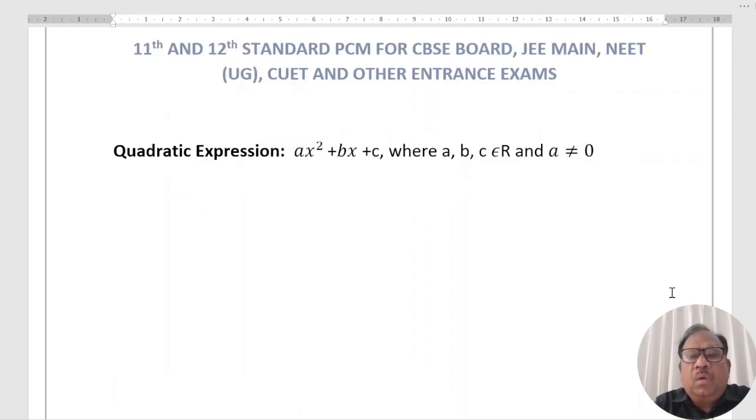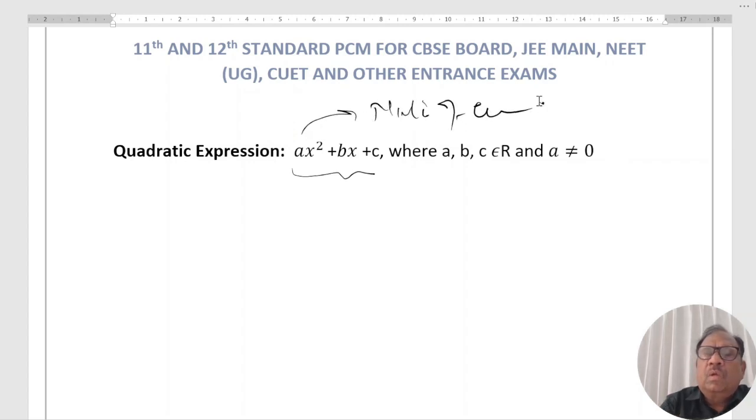The question is regarding the quadratic expression ax square plus bx plus c, where a, b, c belong to real numbers and a should not be equal to 0. A not equal to 0 means the coefficient of x square should not be 0, otherwise it will not be a quadratic equation. What is the nature of the curve?